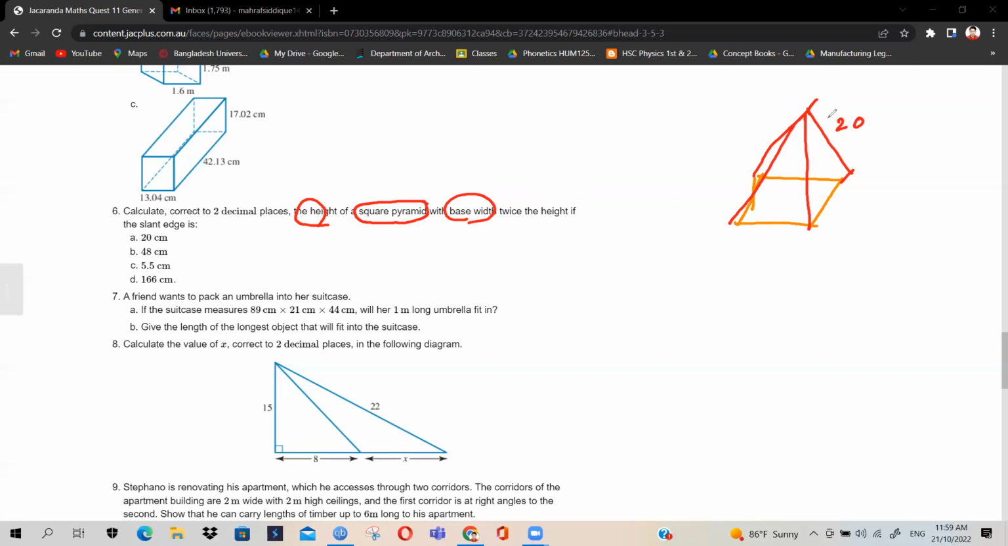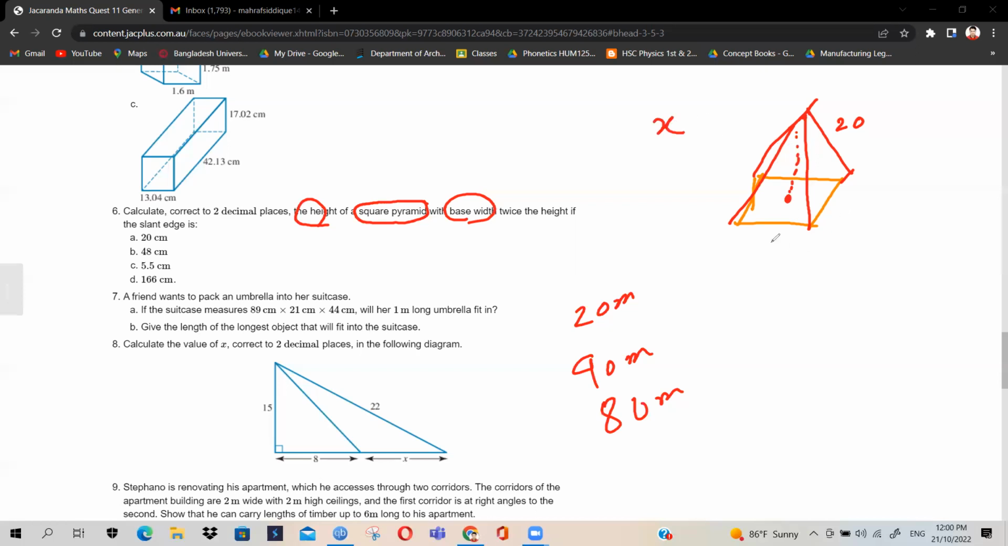But the base width, square pyramid with base width twice the height. Base width twice the height. So now the square could be of various dimensions. It could have a side of 20 meters, it could have a side of 40 meters, it could have a side of 80 meters, and so on. Understand my point? Yes. So to generalize it, you will get a particular height for this pyramid. So let us consider this height to be x.